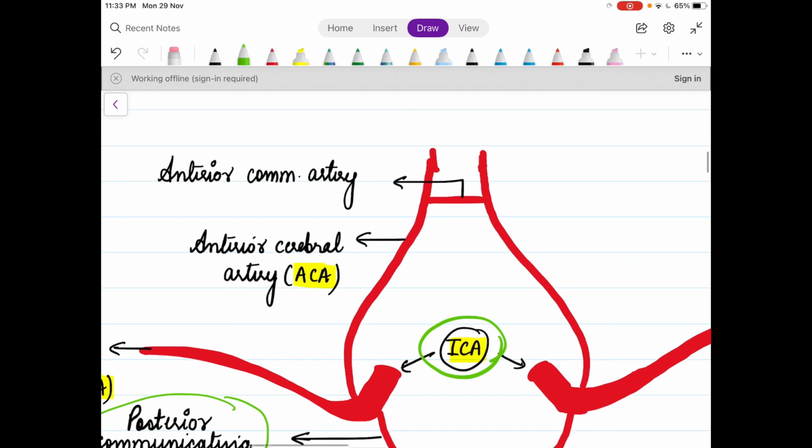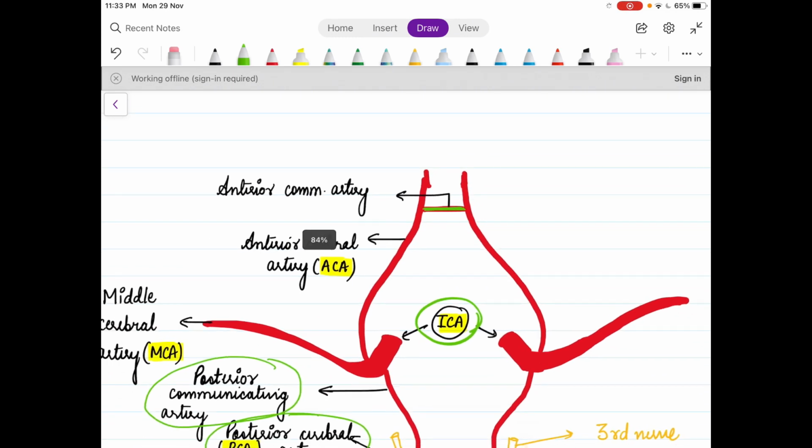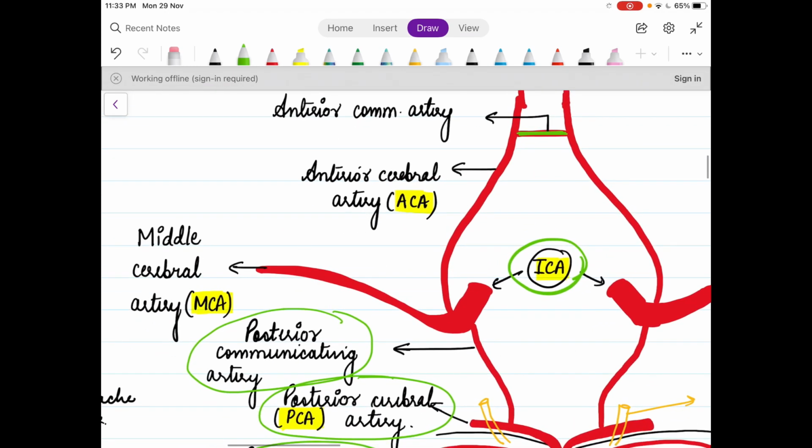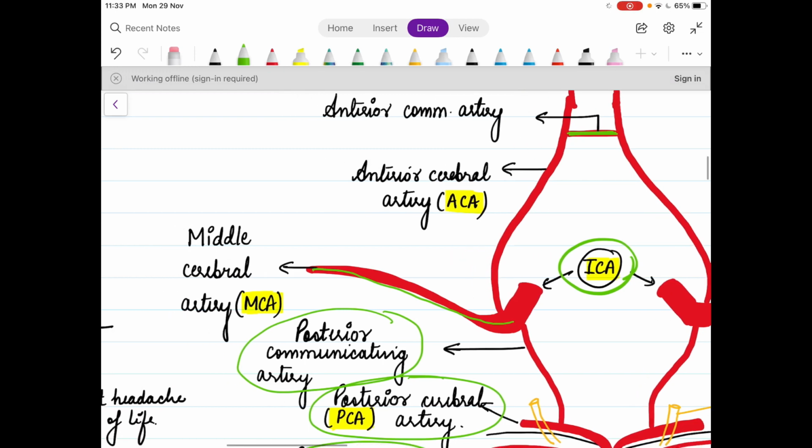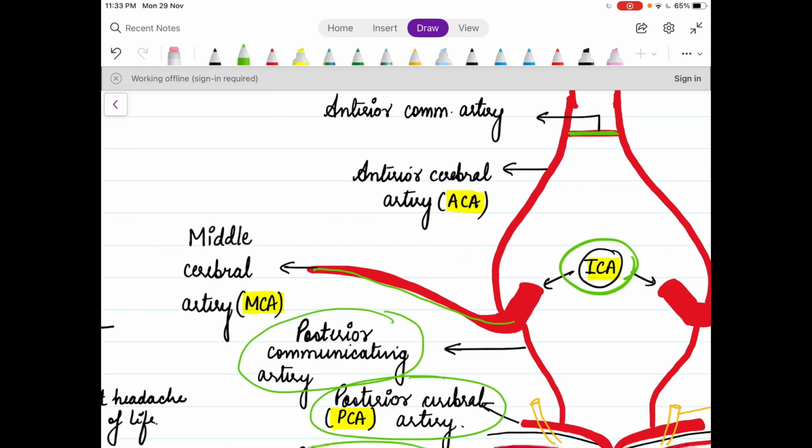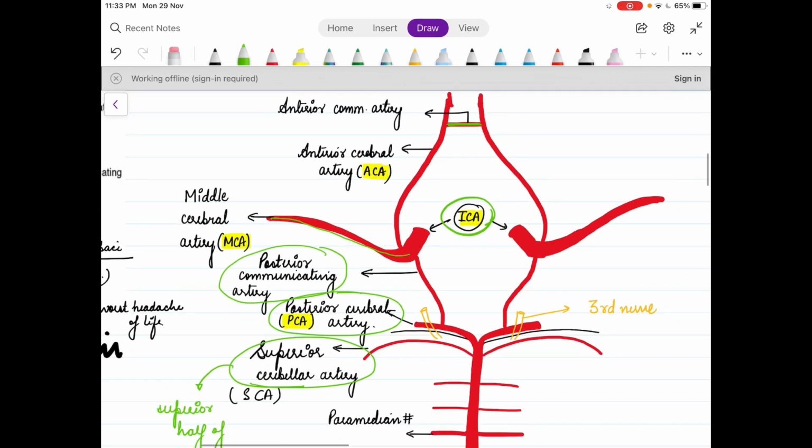The two anterior cerebral arteries of the left and the right sides are joined by a branch known as the anterior communicating artery. And the one artery which runs off to the superolateral surface of the brain is the middle cerebral artery. It is responsible for supplying a major chunk of the superolateral surface of the brain and is present in the sylvian fissure. I'll show this picture later in detail.